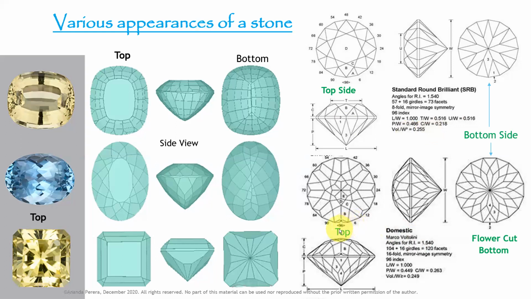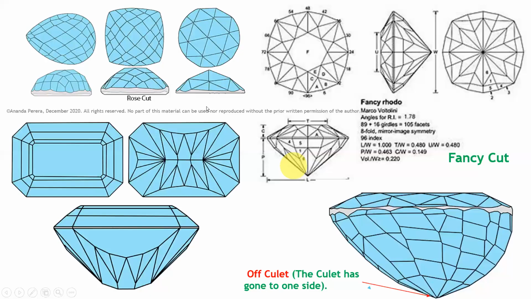Look at this. Top side, flower cut, bottom side. This is called flower cut. It is like a flower. This is the culet. Side view. Here, this is called rose cut. Octagonal shape, octagonal cut. Now, this is fancy cut.